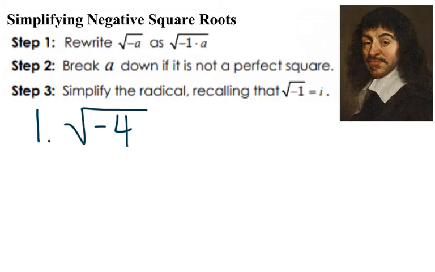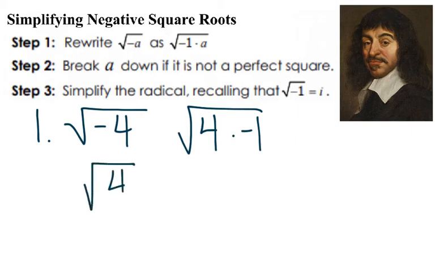Anytime you're going to simplify a negative square root, you're going to rewrite a negative number like this. So I'm going to rewrite the square root of negative 4 as negative 1 times 4. So I hope you can see what I did. Actually, I'm going to do it backwards, because I think it makes more sense. So every time we do this, I'm going to do the positive number times negative 1. Okay, so what I'm going to do is I'm going to separate this. This is 4 and negative 1.